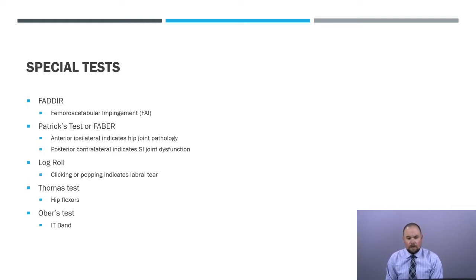The Thomas test, which checks the hip flexors, is where you have the patient lie on their back and take the legs off the end of the table, and then you have them flex and grab onto one of their legs. If the contralateral leg pulls off the table, that would be a positive finding.